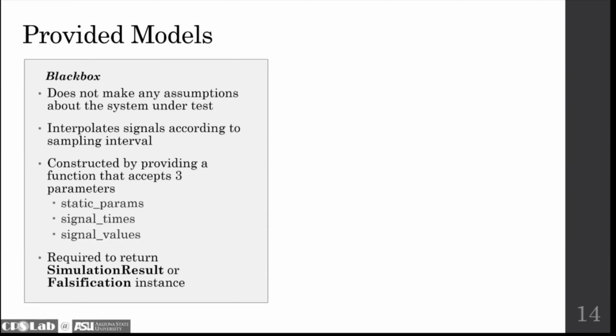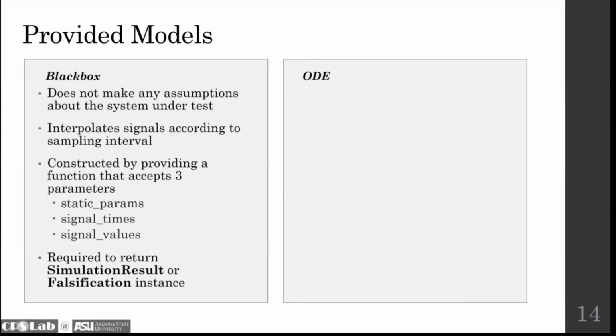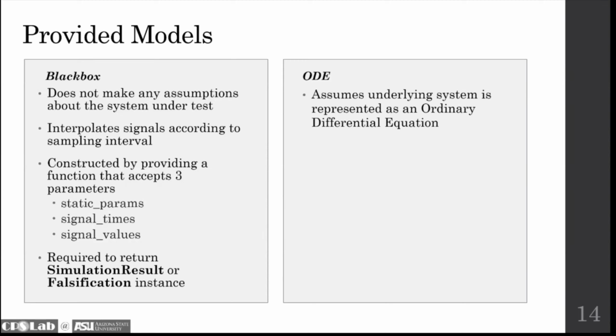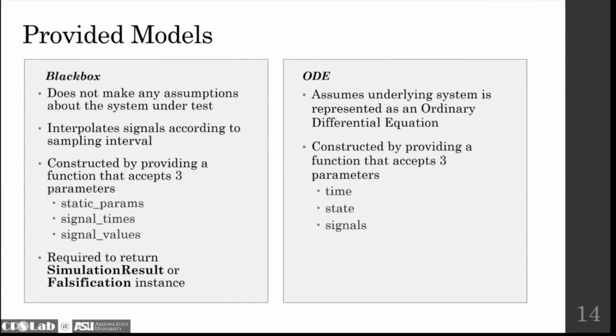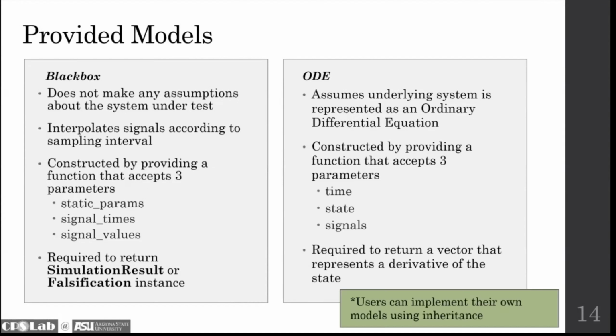The second type of model that SciTallyRow provides is an ODE model, which assumes that the underlying system is represented as an ordinary differential equation. An ODE model is constructed by providing a function that accepts three parameters: the time, the state, and the signals. The ODE model is required to return a vector that represents the derivative of the state at that current time. Users can implement their own models by inheriting from the base model class in the SciTallyRow package.